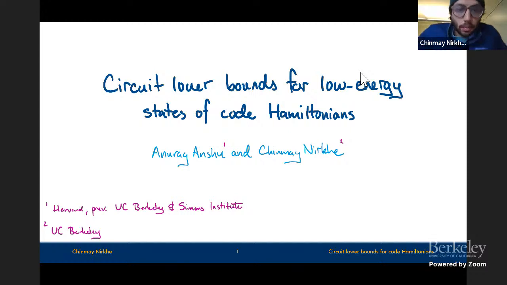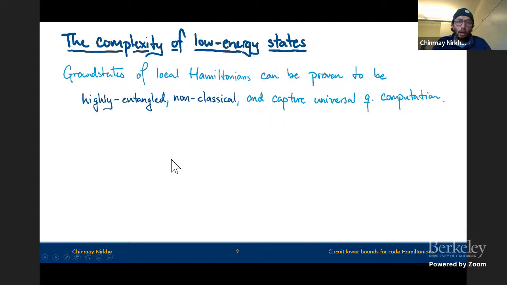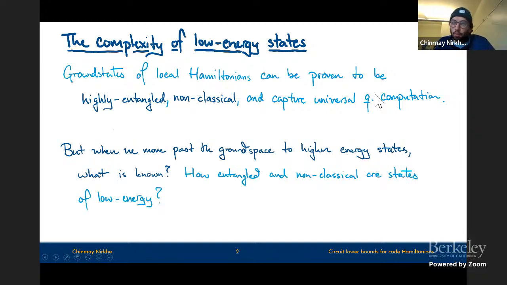I'm going to talk about a result of Anurag and mine on circuit lower bounds for low energy states of quantum code Hamiltonians. So to start off, the right question to think about is that ground states of local Hamiltonians, as we know, are highly entangled non-classical objects that happen to capture universal computation, quantum computation. But at the same time, we don't really understand anything past the ground state. Our understanding of low energy states, which violate some fraction of the Hamiltonian terms or violate fractionally each Hamiltonian term, we are really kind of clueless as to the complexity of these states.